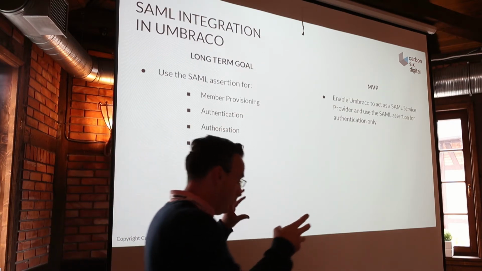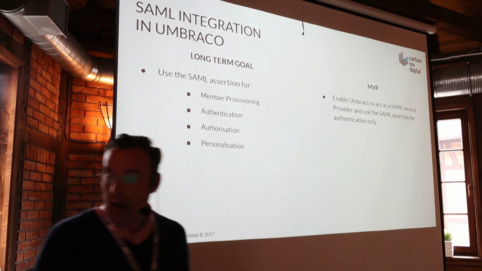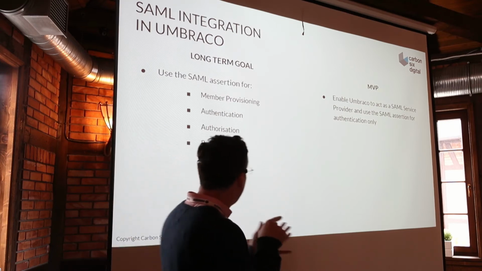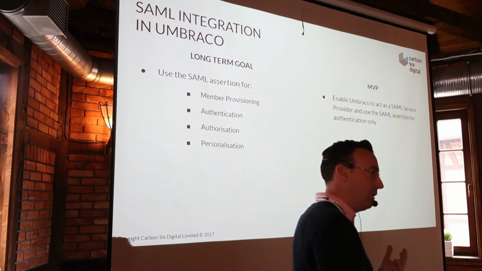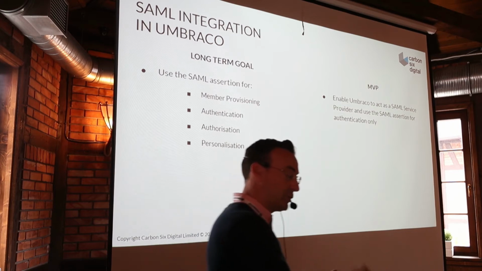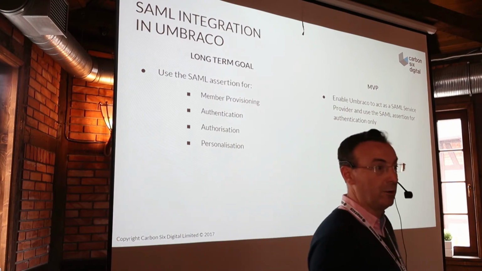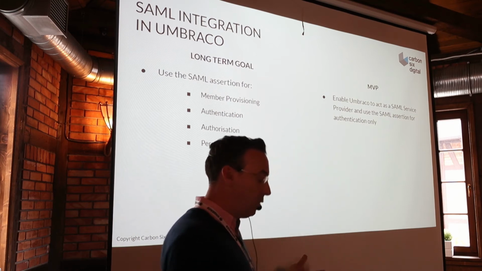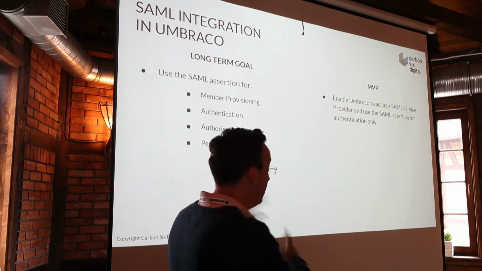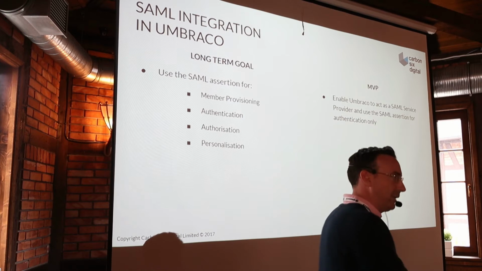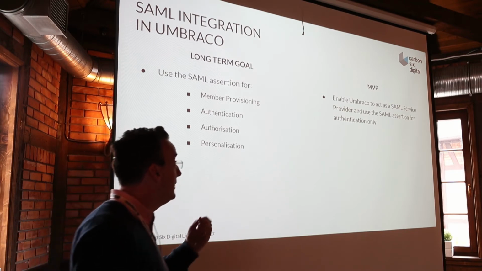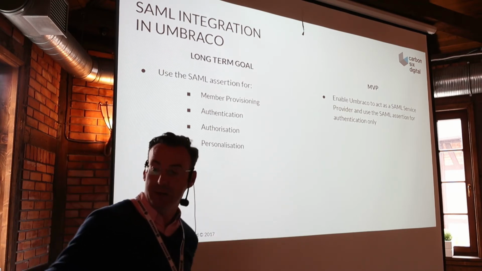When we came to actually do the implementation, we had a long-term goal to do automated member provisioning. So as soon as somebody arrived in Active Directory, they would get sent across to either LastPass or Okta, and then they would automatically get provisioned in Umbraco, so that the access to Umbraco was completely seamless. We wanted to do authentication, authorization, and also personalization. But that's the long-term aspiration. The minimum viable product was, could you go to Umbraco and log in using SAML? So in the MVP, all we've done is use the SAML assertion for authentication only.